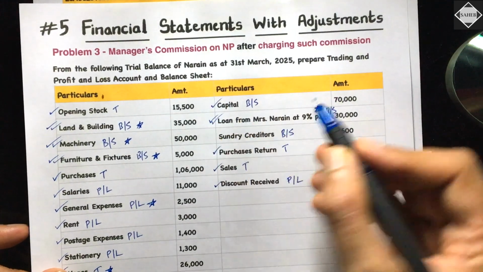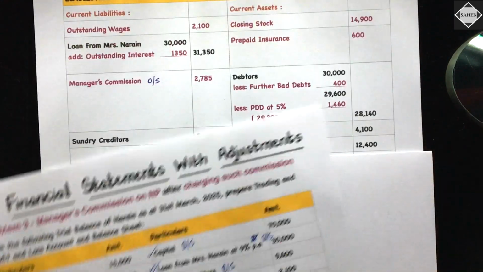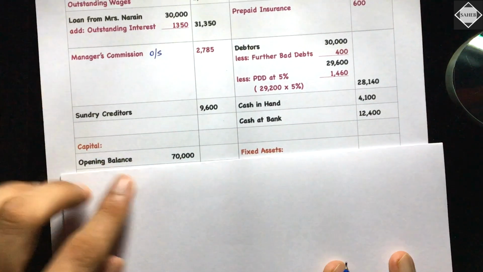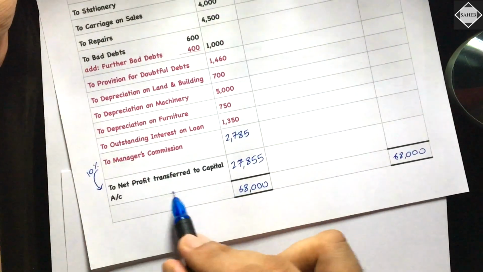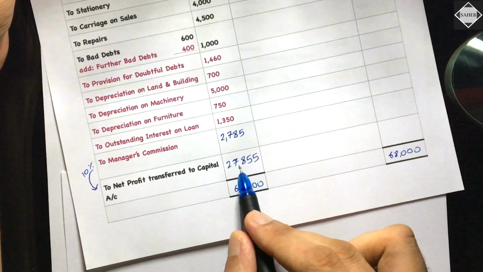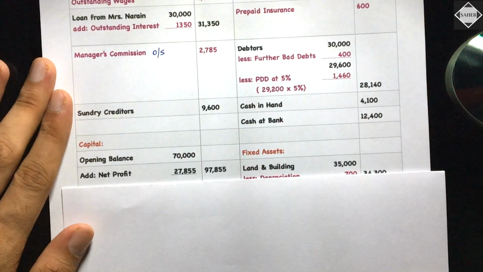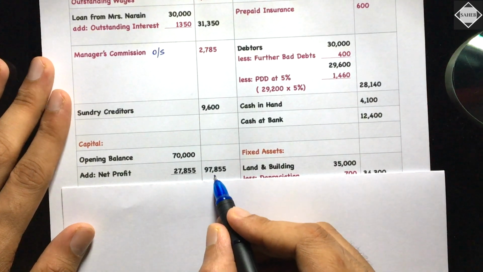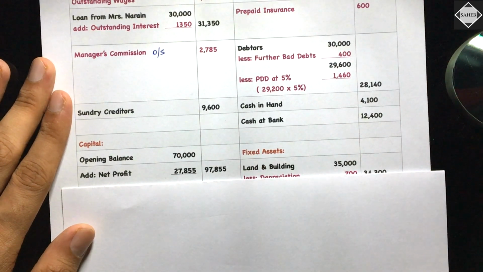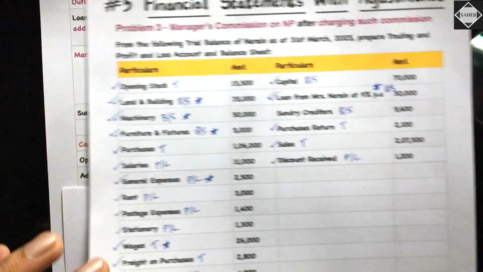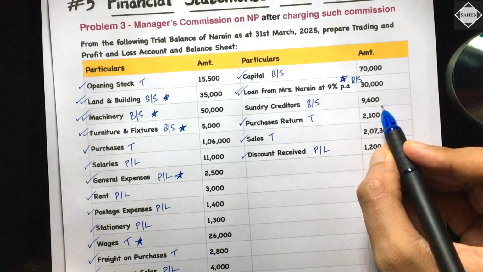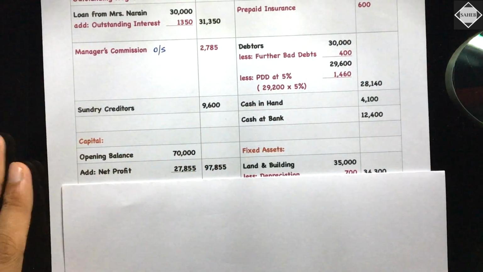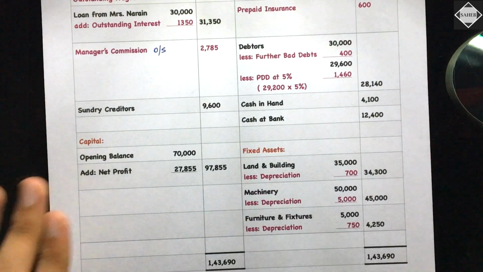See here, we have capital. Capital how much? 70,000 opening balance, right? So see here, capital opening balance 70,000, and then what is the net profit did we do in this current year? 27,855. Take it. 27,855. In total it is 97,855. Is it clear? Simple and straightforward. So we are done with capital. Okay. Then what else? Only one thing is left, that is sundry creditors. Okay, 9,600. So let's just take it. Creditors, sundry creditors 9,600. Is this clear? We have taken everything, each and everything.